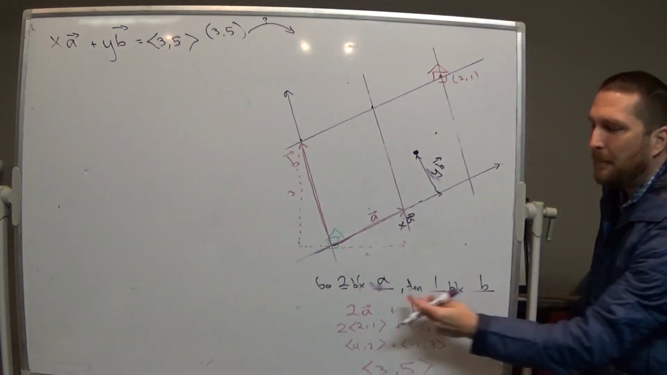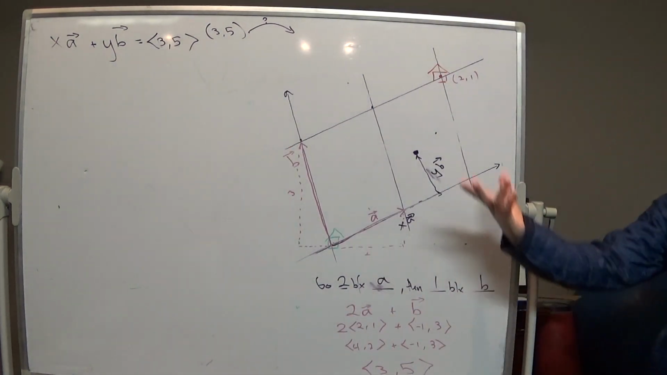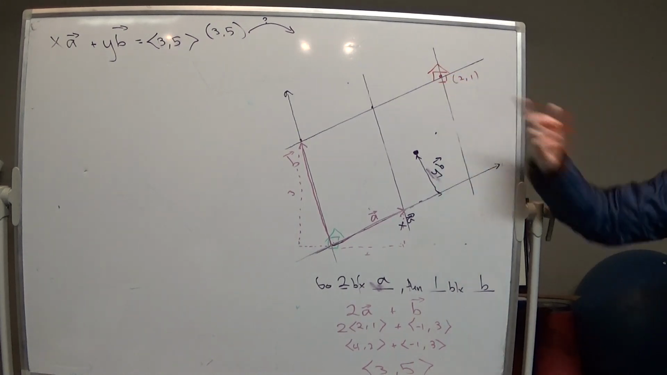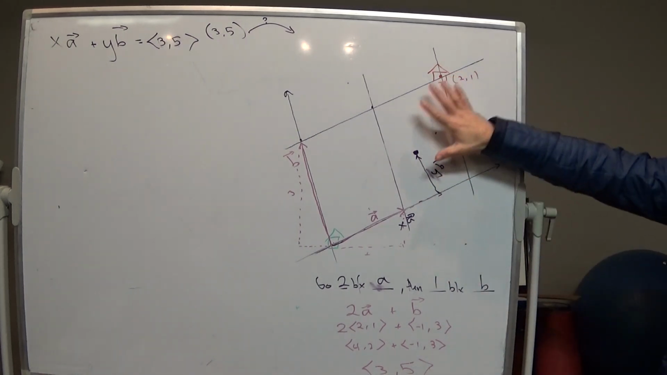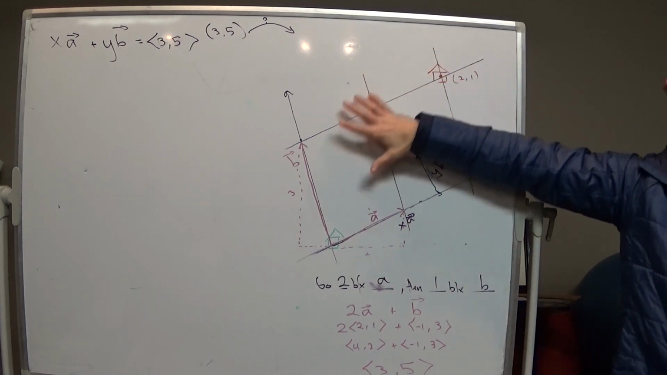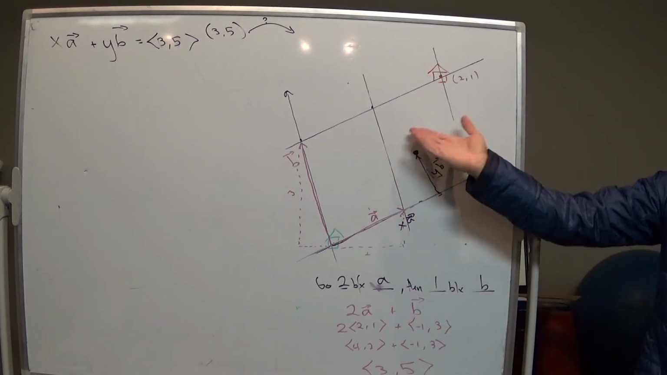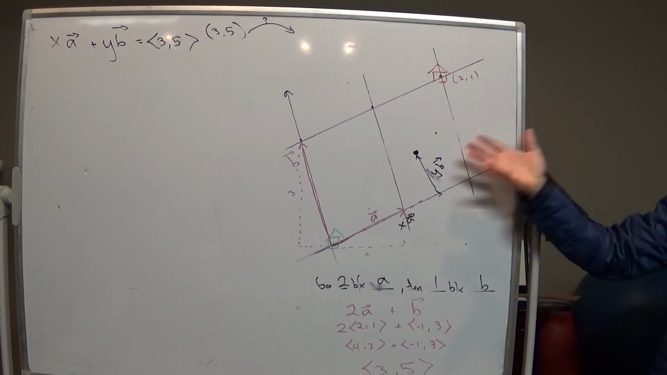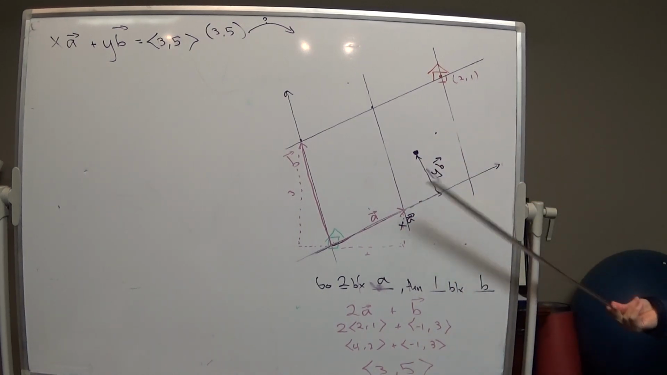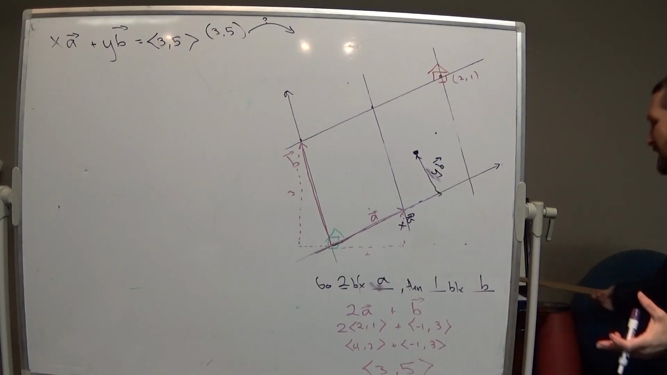That's what I did here, but I happened to know what x and y were because the point happened to show up at an intersection. It was easy. But you're not always going to have that, and it's a total waste of time to actually draw this out. If I give you any two vectors, you're not going to try to draw a grid like this. You saw how long it took me to draw this.